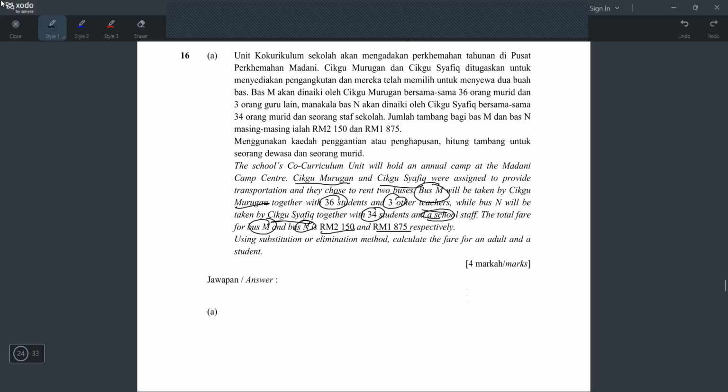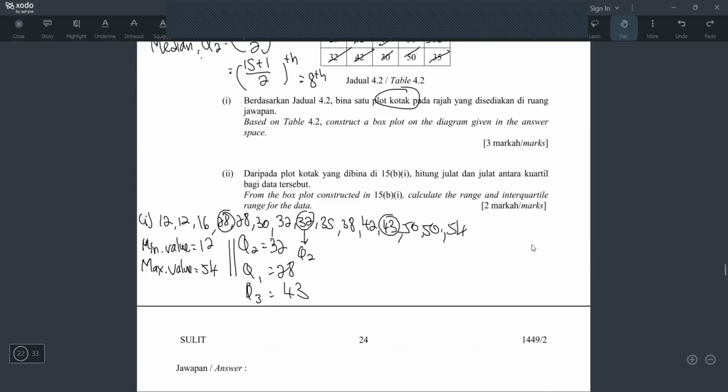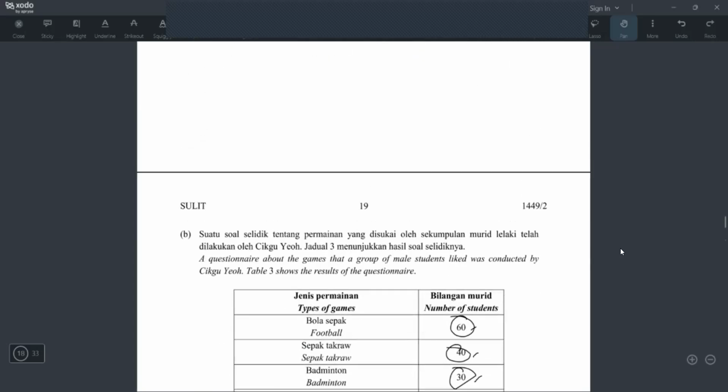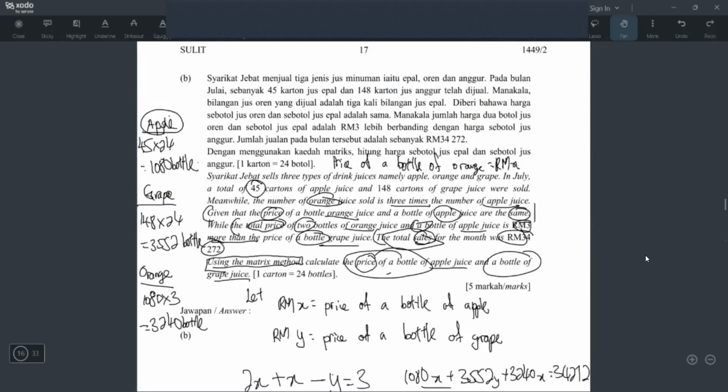You remember I mentioned just now? Let's go back to the question. Where is the question just now? The matrix one. Where is it? Okay, sudah jumpa. Do you remember I mentioned this question just now? I say what? When you see this type of question, okay, and when you see this word, using matrix method, ataupun using substitution or elimination method, you know it's a simultaneous question.